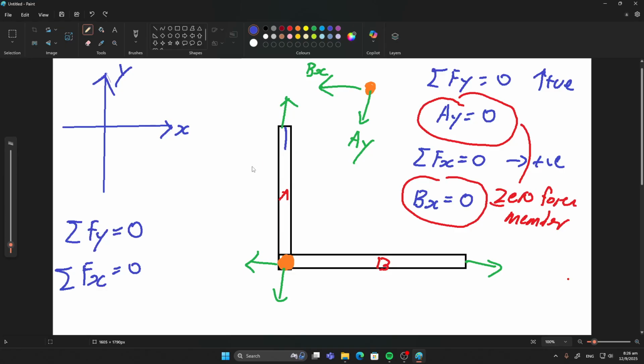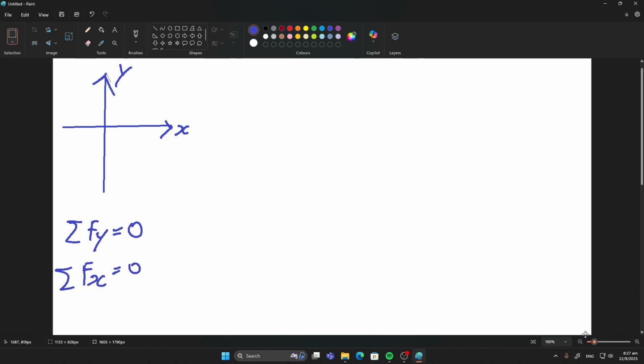Because in order for it to not fly away, it shouldn't have any force acting on it. So just by looking at the diagram, you know that bar A is a zero force member, and bar B is also a zero force member. This is for case 1.